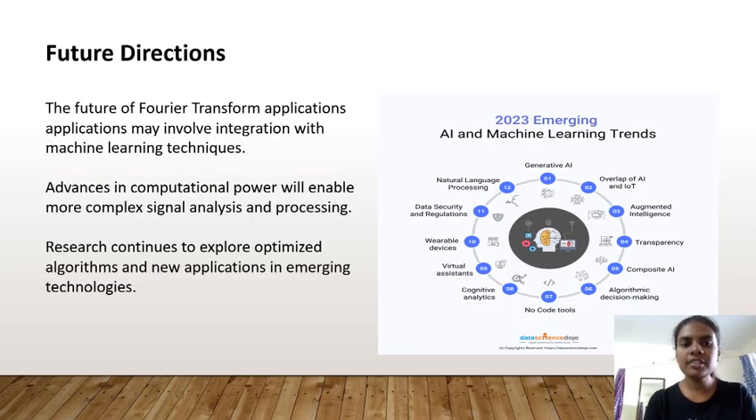Future directions. The future of Fourier transform applications may involve integration with machine learning techniques. Advances in computational power will enable more complex signal analysis and processing. Research continues to explore optimized algorithms and new applications in emerging technologies.